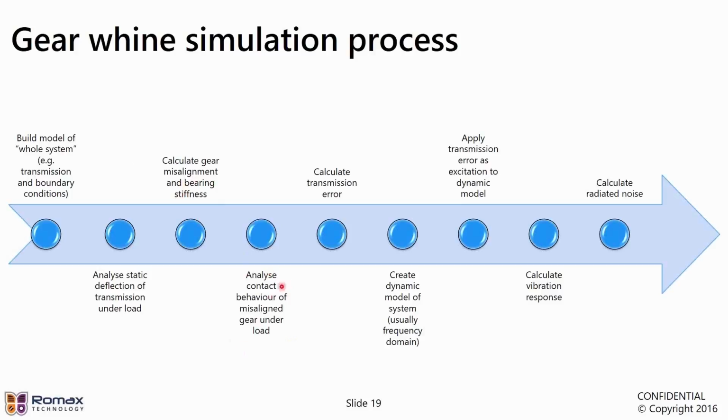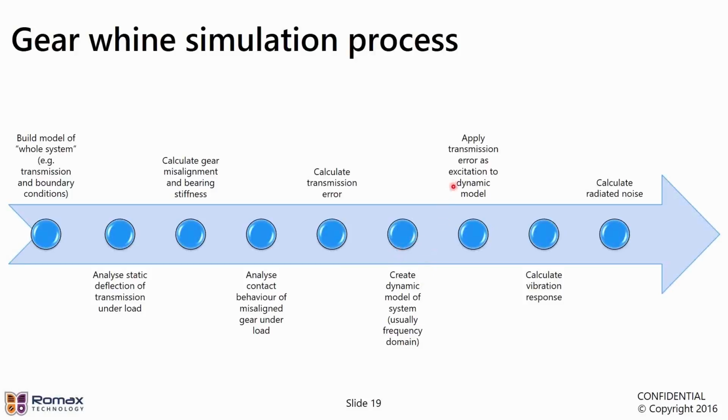Once we have the misalignments, we can analyze the contact behavior of the misaligned gear under load, and from that we calculate the transmission error, which is our excitation. But now we need to have that dynamic model to which we can apply the transmission error. That is usually done using a linear frequency domain model. That gives us accurate enough results, as you'll see later, but also is very, very fast to run, which is important when we come to look at things like variability and sensitivity analysis.